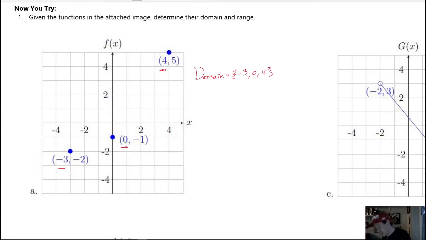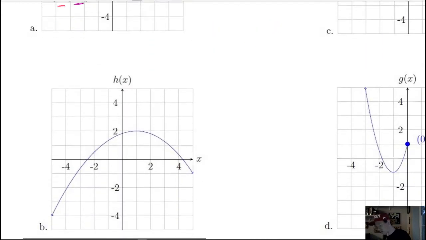The range is the possible outputs of this function. Here we have the y values of -2, -1, and 5. And so that will tell us the range. The range equals the set of possible outputs being -2, -1, and 5. All right, let's just hurry on down to part B here.